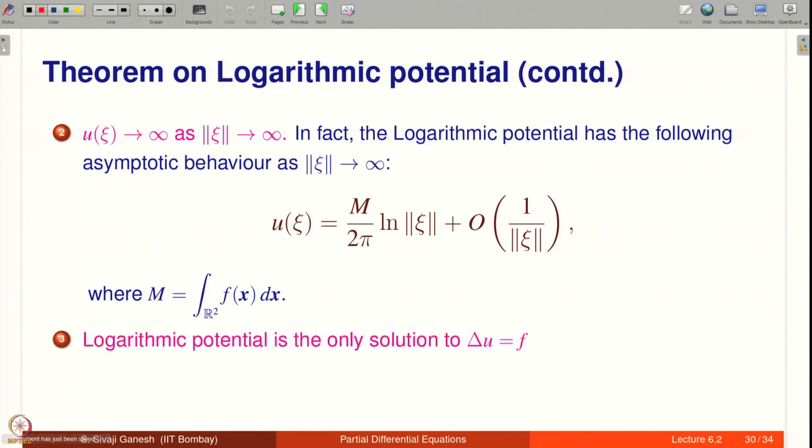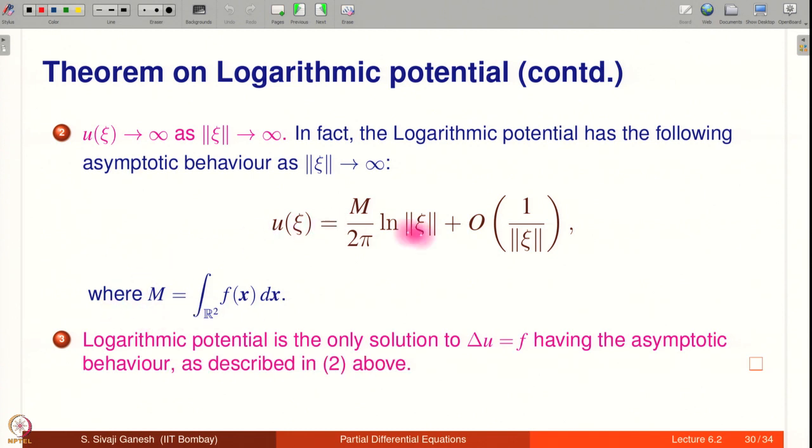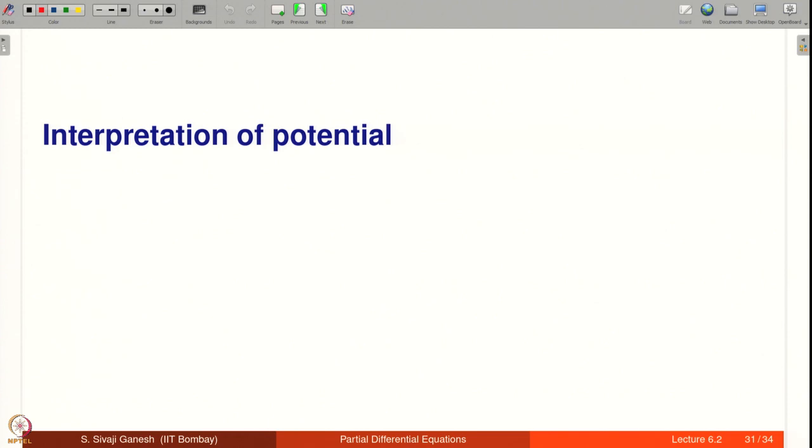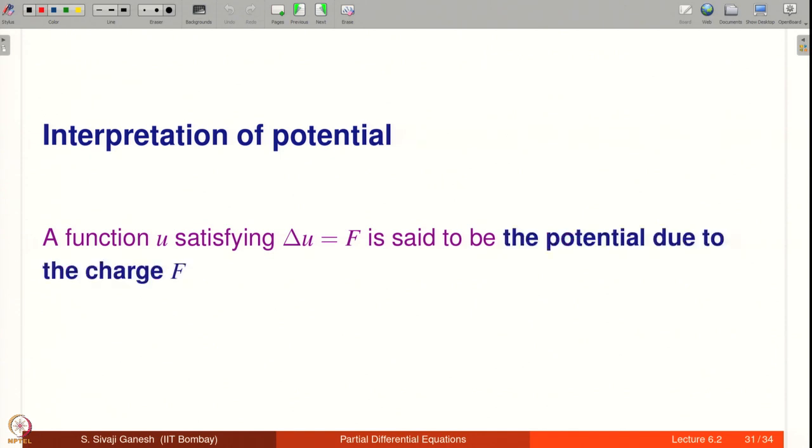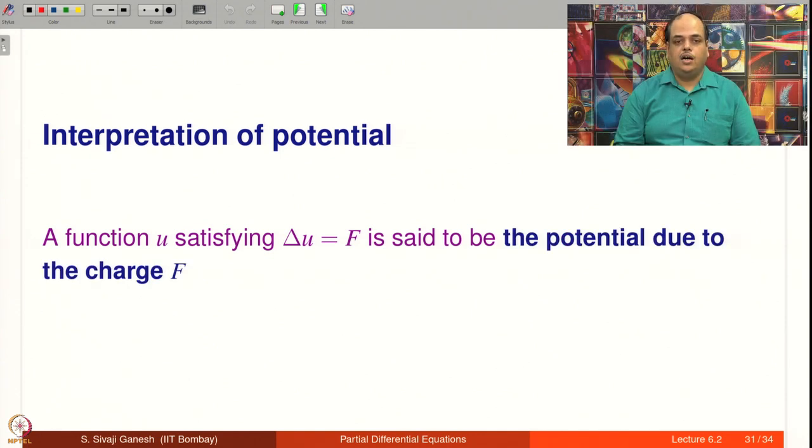Logarithmic potential is the only solution to Laplacian u equal to f having the asymptotic behavior as mentioned in 2 above. So, interpretation of potential. A function u satisfying Laplacian u equal to f is said to be the potential due to the charge f in the context of electrostatics.